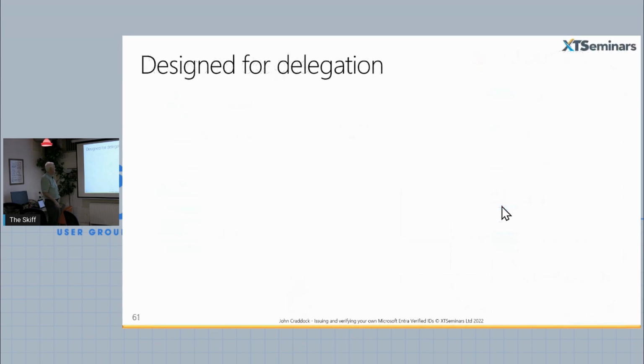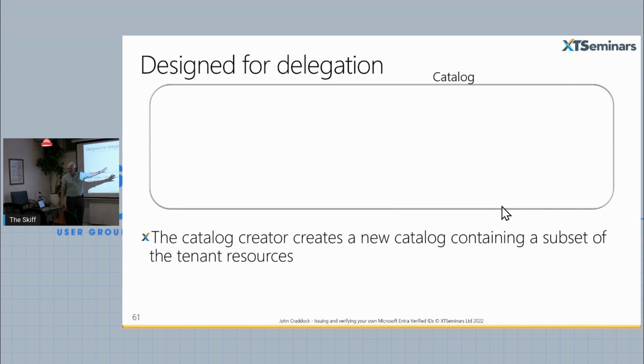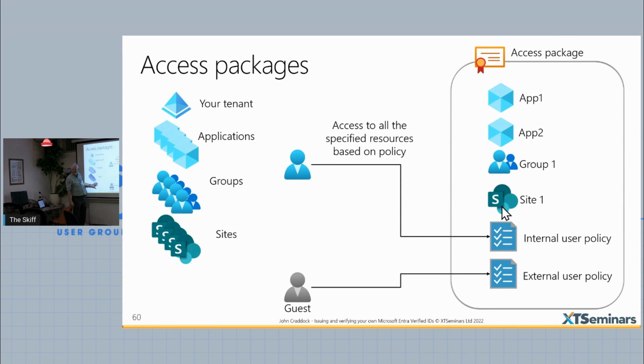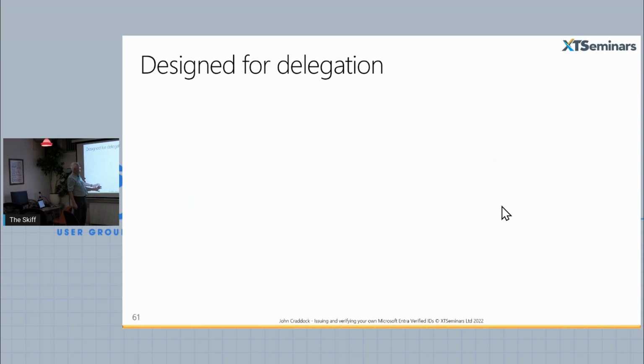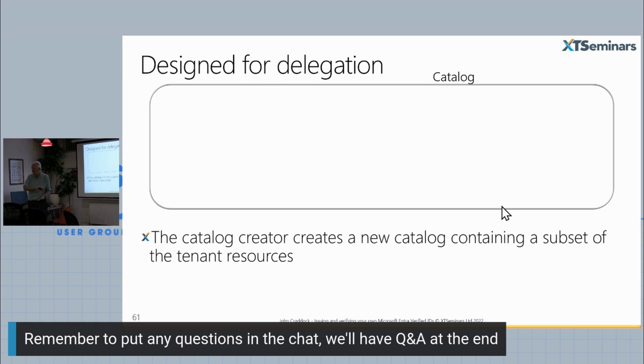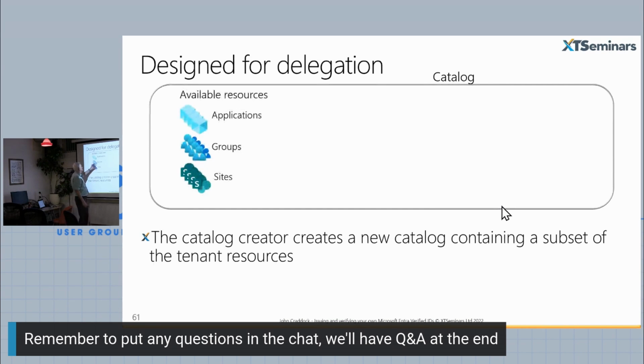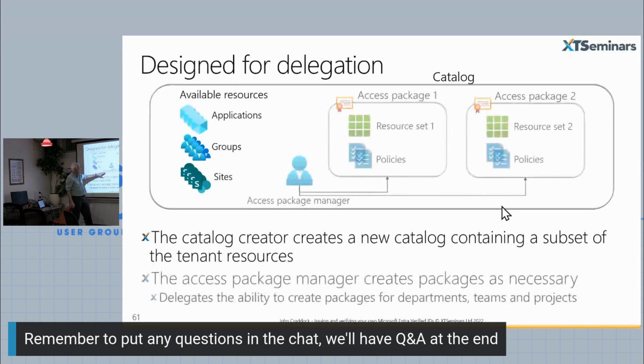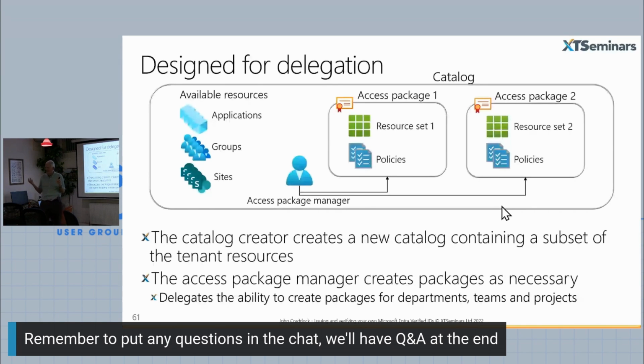What you can do is create a catalog. Here are all the resources in your organization. Somebody creates a legal department catalog of all the resources that legal could use, and those are the resources available to the legal department. Now we've got a catalog, and then you have an access package manager, who could be the case manager, if you like, and says, okay, you're going to be working with case 101. You need these resources. And if you're working with a different case, you need access to another set of resources.